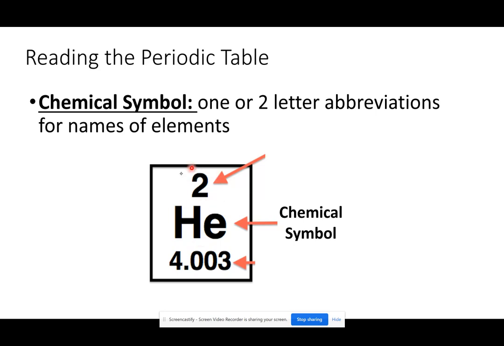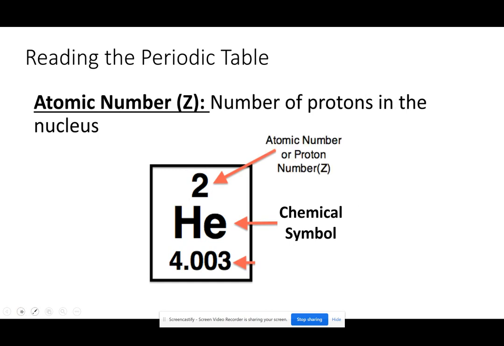This number here at the top of the periodic table is going to be the atomic number. The number may vary in its position on the top of the box, but the number will always be at the top. It may be on the top left or top right, and in this case, it's in the top center. But the number at the top is always the atomic number. The atomic number is also the number of protons in the nucleus. So atomic number and number of protons, those two things mean the exact same thing.